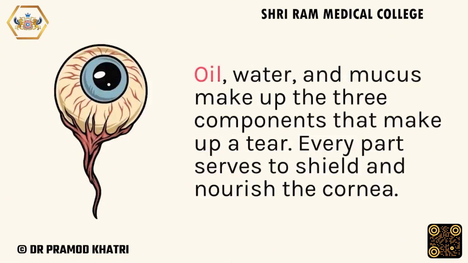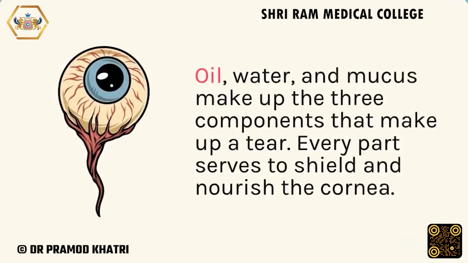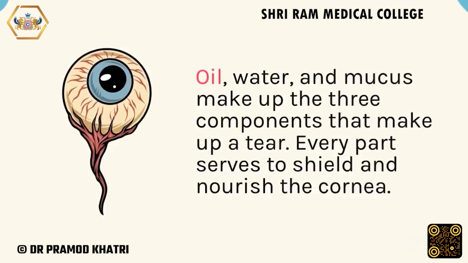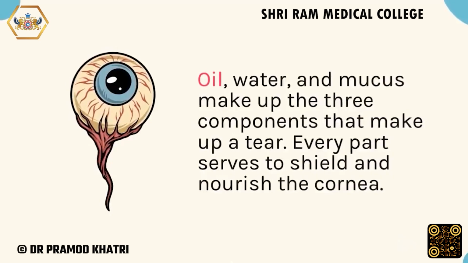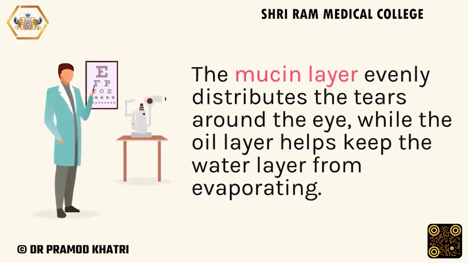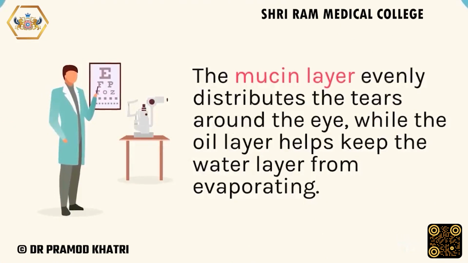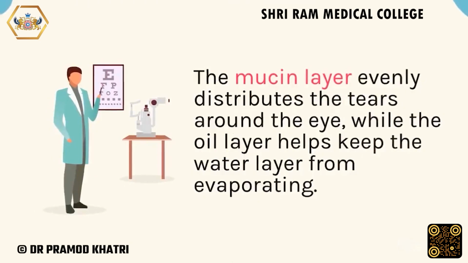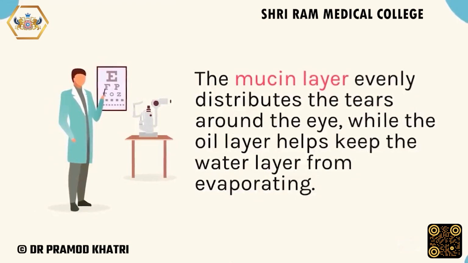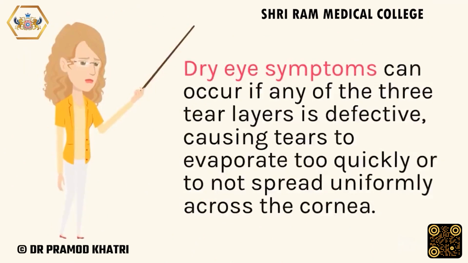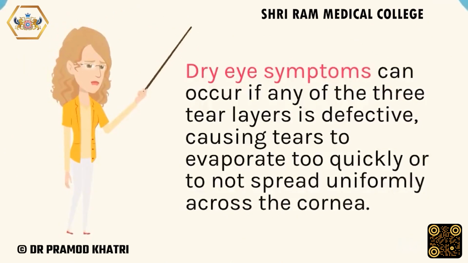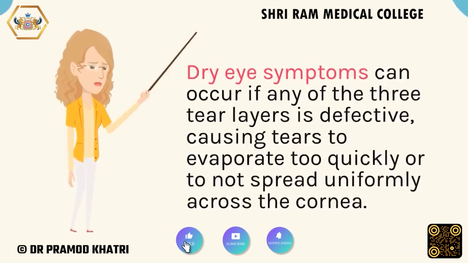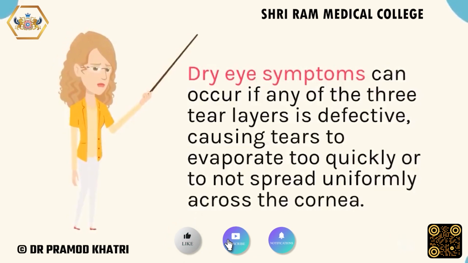Tears of a low quality. Oil, water, and mucus make up the three components of a tear. Every part serves to shield and nourish the cornea. The mucin layer evenly distributes the tears around the eye, while the oil layer helps keep the water layer from evaporating. Dry eye symptoms can occur if any of the three tear layers is defective, causing tears to evaporate too quickly or to not spread uniformly across the cornea.